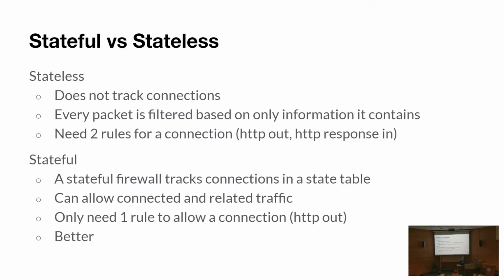A stateful firewall tracks connections in a state table, so you only need 1 rule to allow a connection to take place. So you can allow established and related traffic, which means that you allow someone to call out to the server, and then because it's stateful, it remembers that when the server is responding, that's part of the connection. So you only need 1 rule.